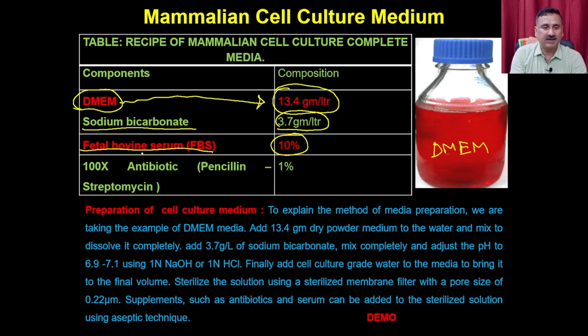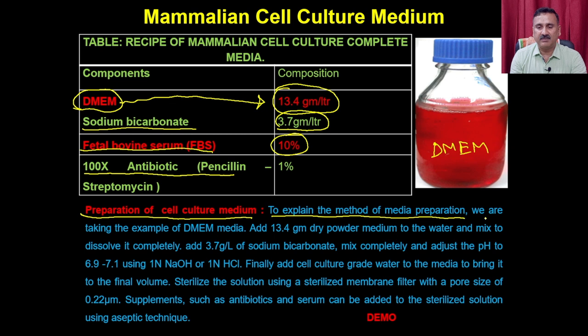Normally you are going to get the FBS at 100%. And then you also require the antibiotics, so you are going to use 1%. So from the 100x, you are going to use the 1x. How are you going to prepare the cell culture media? To explain the method of media preparation, we are taking the example of DMEM media.